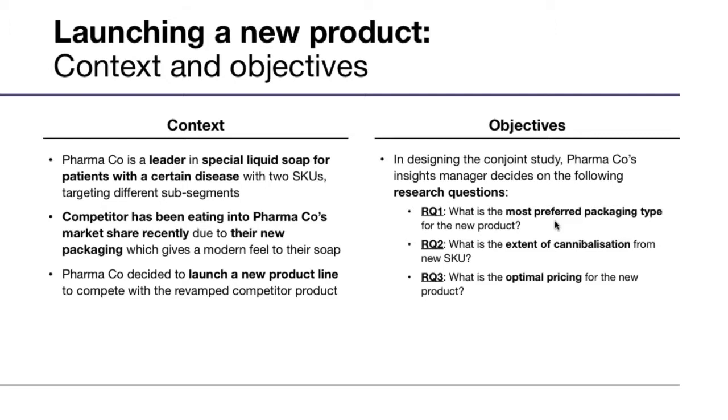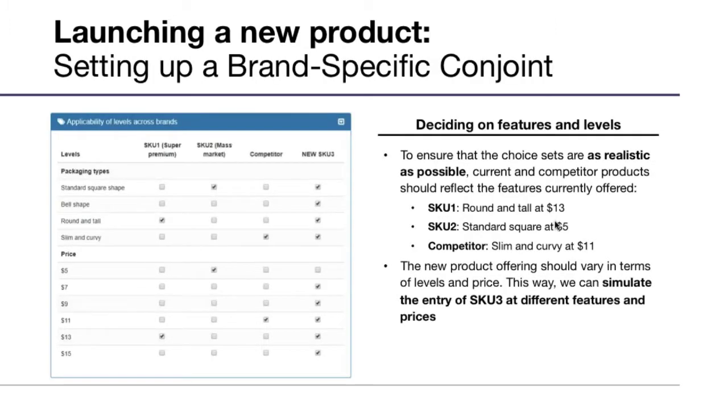First one is about what's the best packaging type for the new product? Question 2, what's the extent of cannibalization they could expect from the new SKU? And question number 3, what's the optimal price point for their product? How do we do that?